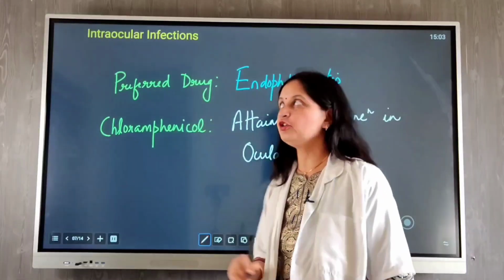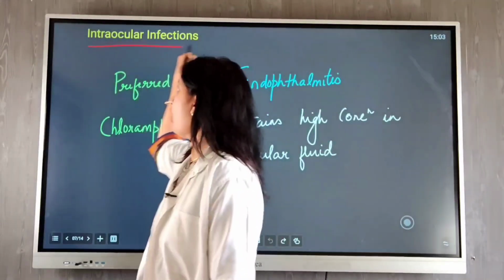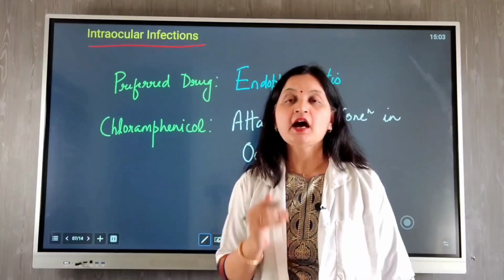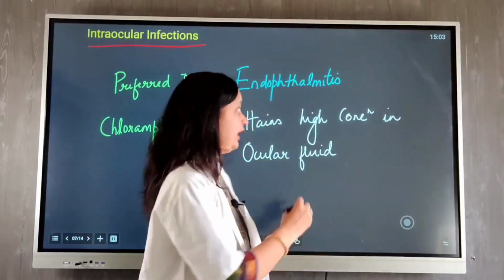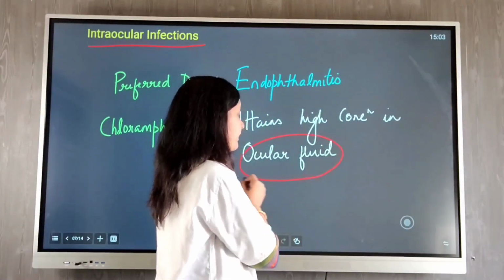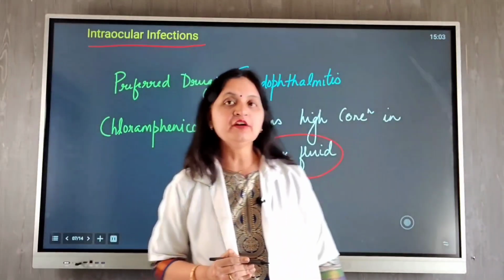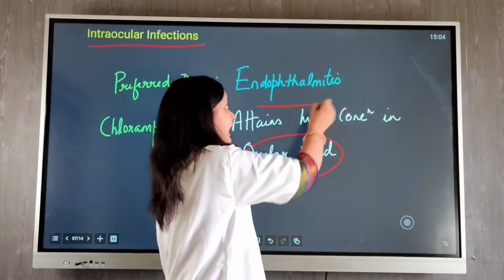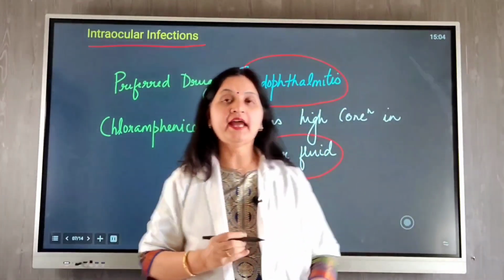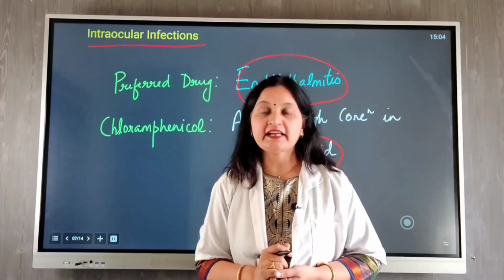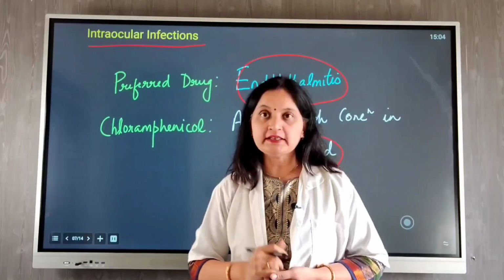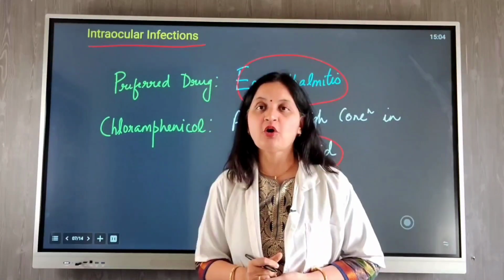Now the next clinical use of chloramphenicol is intraocular infections. Chloramphenicol when administered systemically attains a high concentration in the intraocular fluid. Because of high concentration in the ocular fluid, it is useful for treating endophthalmitis, an infective condition of the eye, and because chloramphenicol is highly active against gram-negative bacteria, it treats endophthalmitis and attains high concentration in the ocular fluid.